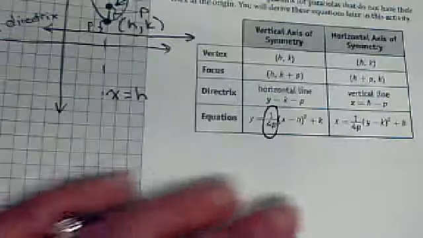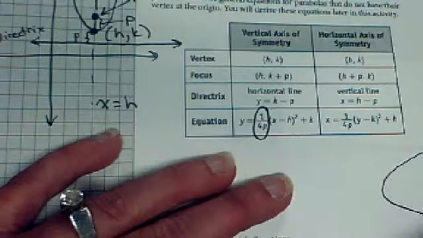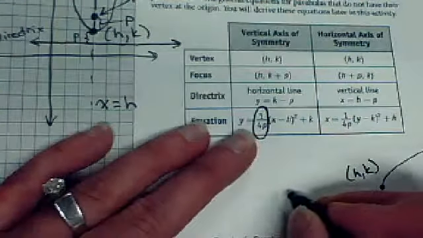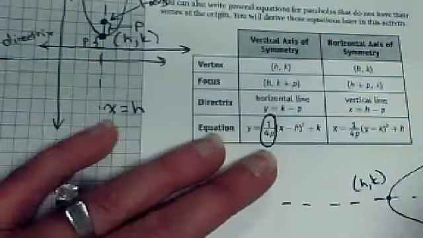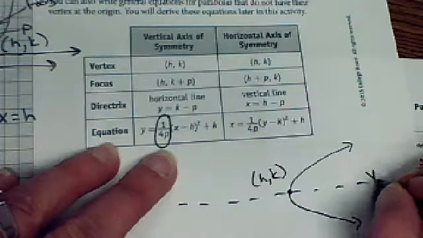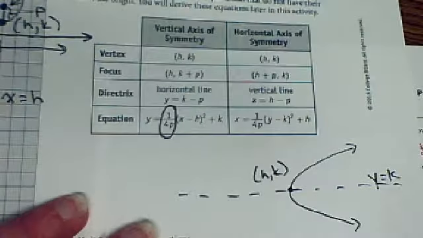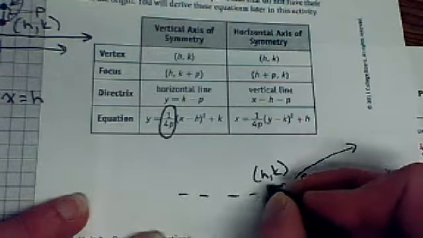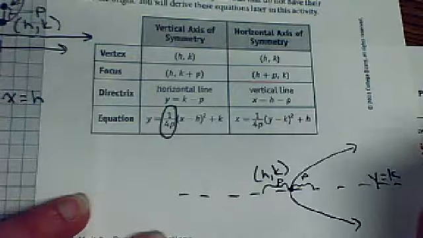Now, for the horizontal ones, everything is very similar. We still have our vertex at (h, k), but let's see what's different. Axis of symmetry is now a horizontal line. So instead of an x equals, it's going to be a y equals. So which part is the y equals there? It's going to be y equals k. The distance to the focus and the directrix is still p steps.